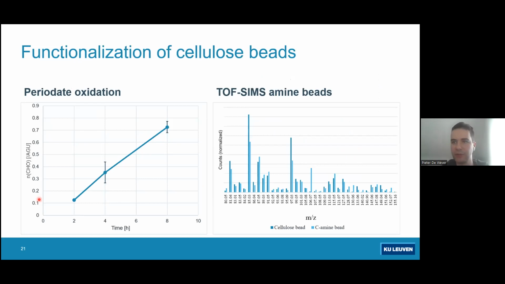So we did a periodate oxidation for different time frames, for 2 hours, 4 hours, and 8 hours of oxidation, which led to a variation in the aldehyde content from 0.1 aldehydes per anhydroglucose unit up to 0.7 aldehydes per anhydroglucose unit. And after this activation, the amines were attached, and we checked the presence using TOF-SIMS. We have the positive ion spectra for some particles over here, and we can clearly see the typical peaks which can be attributed to anhydroglucose units are present at 127 and 145. And for the amine, we observe a peak at 106, and this matches actually parts of the amine due to the fragmentation.